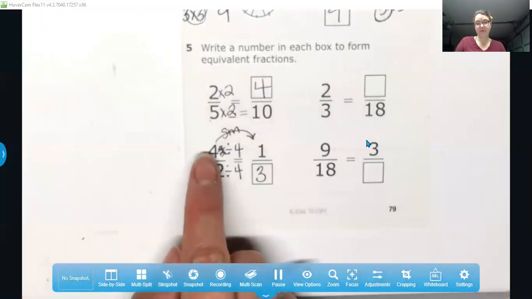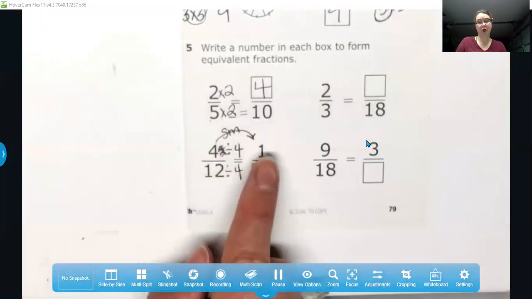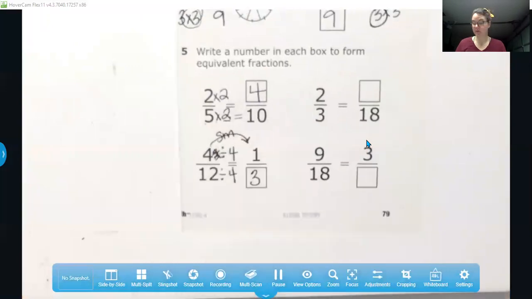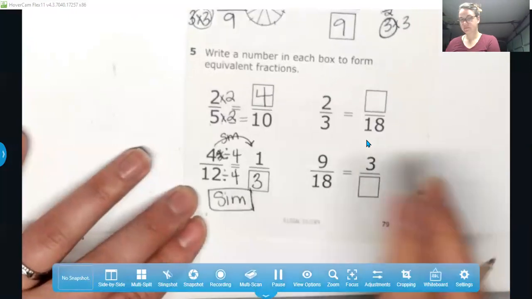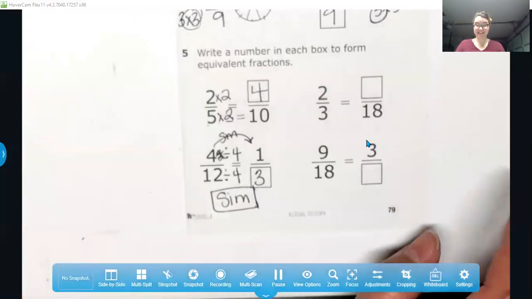Notice my 4 is getting smaller as I go to 1. So we're simplifying this one, which means I need to divide.